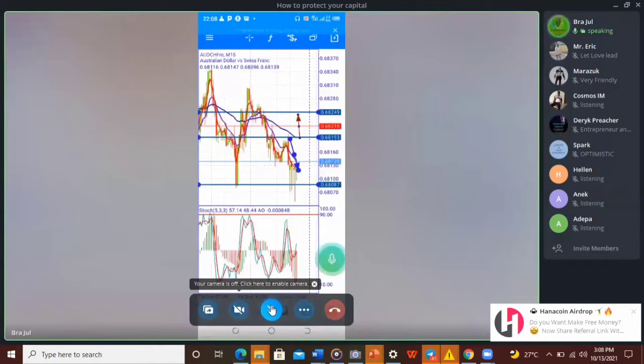To the 0.6824. So now we want to calculate the number of pips from one price to another. That would be 5 pips. So how did you get 5 pips? I actually subtracted 0.6819 from 0.6824. So you were able to get 5 pips.